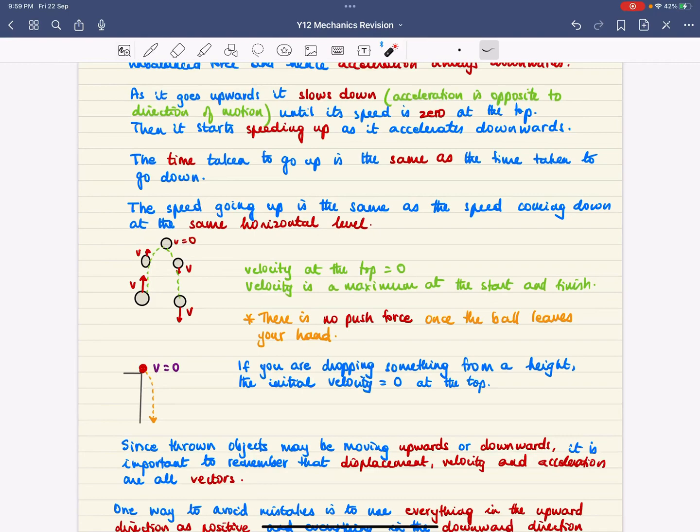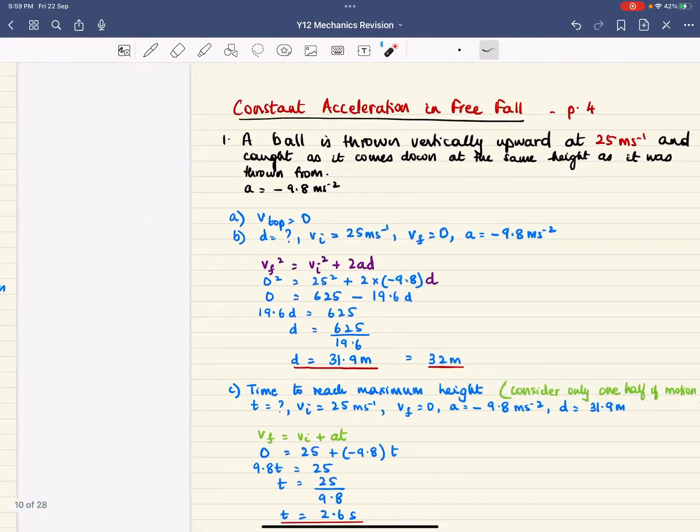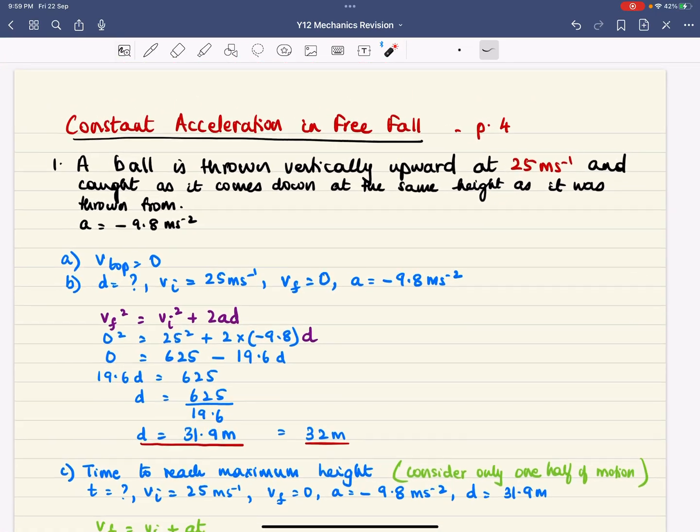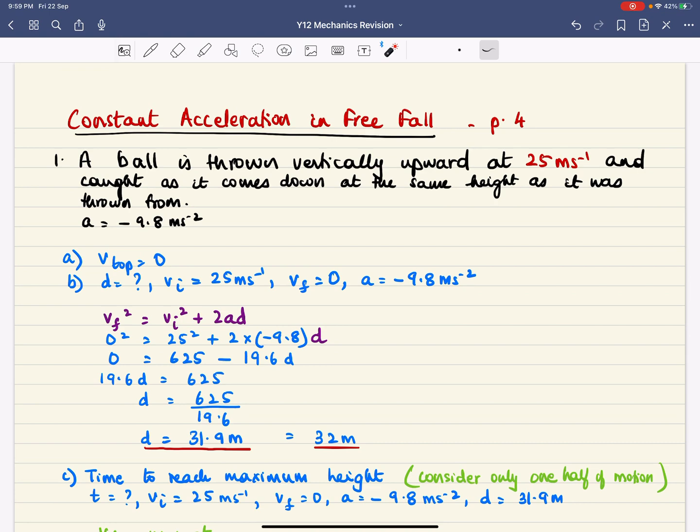So I'm going to go over one question so you know how to use this. This is a question on constant acceleration in free fall. A ball is thrown vertically upwards at 25 meters a second, and it's caught as it comes down at the same height as it was thrown from.